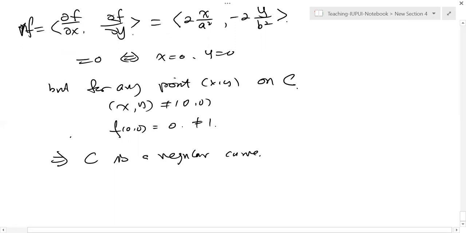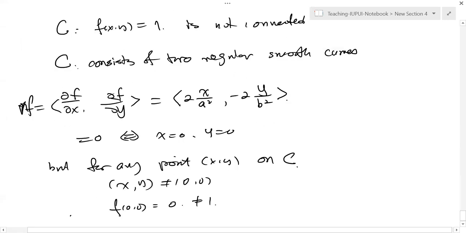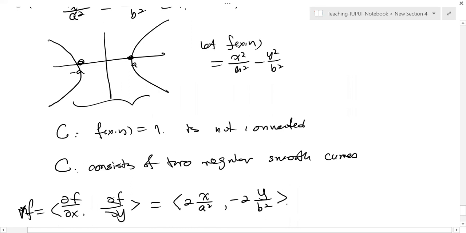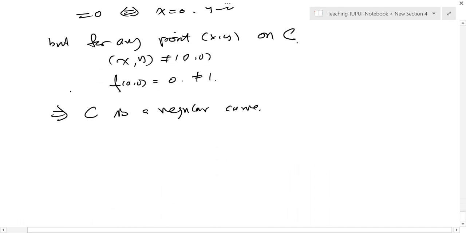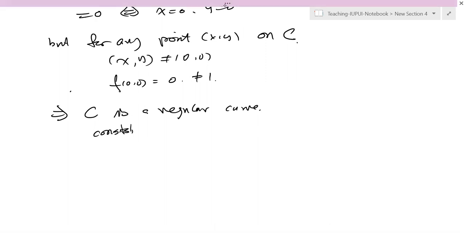It does not guarantee you can find one regular parametrized curve whose image is the whole C. We never said that. It's only the local version. So in this particular case, you have two separate components, and there's no way you can find just one. So you can easily see that this is a regular curve consisting of two pieces.